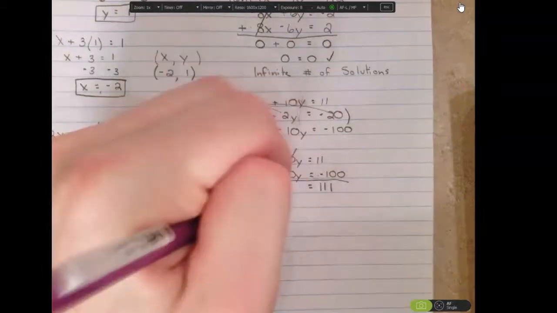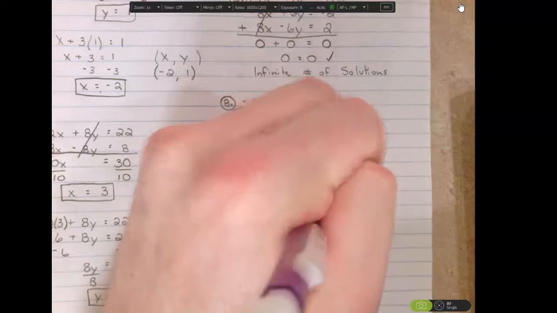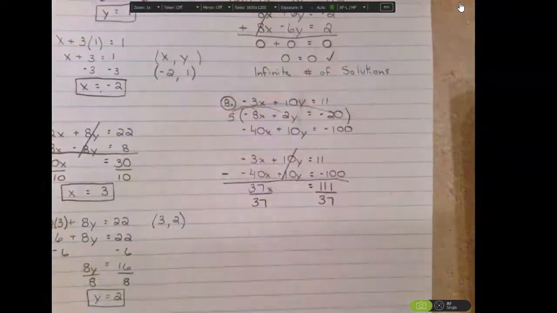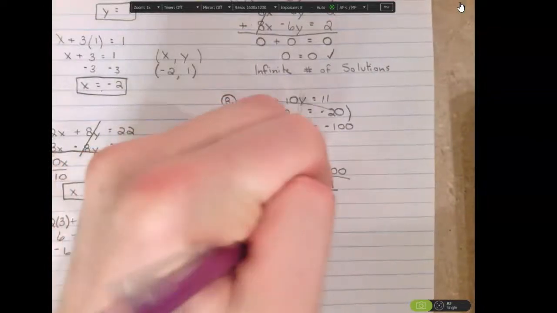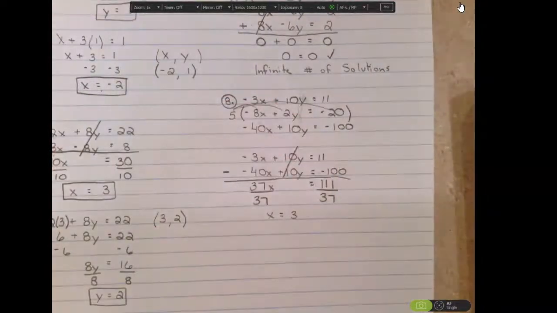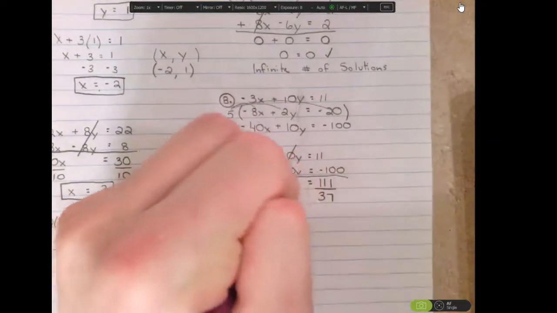I get x by itself, divide by 37. X equals 3. So there's my x.